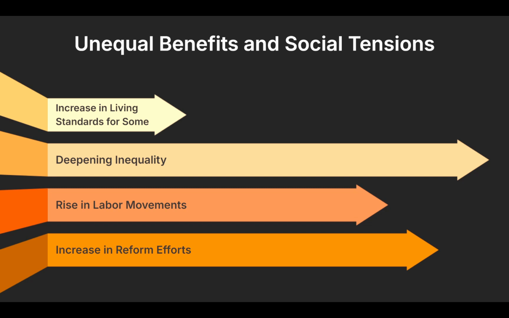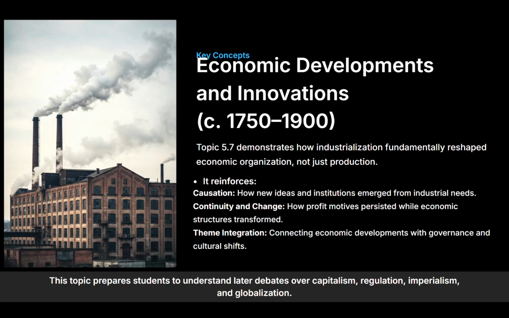This tension would soon spark labor movements, reform efforts, and new political ideologies in the late 19th and early 20th centuries. Topic 5.7 shows that industrialization reshaped not only production, but economic organization itself. This topic reinforces causation, how new ideas and institutions emerged from industrial needs. Continuity and change. Profit motives continued, structures transformed. And theme integration across economy, governance, and culture. This unit also prepares students to understand later debates over capitalism, regulation, imperialism, and globalization.